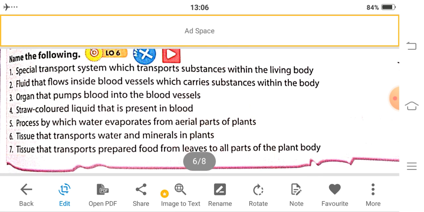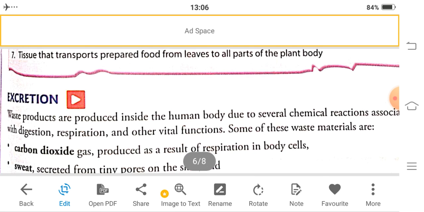Okay. So the next important topic is excretion. What is excretion? It is the removal of waste products from the human body. The process of the removal of the waste products from the human body, which are produced due to the several chemical reactions associated with digestion, respiration and other vital functions, is called excretion. In simple words, the process of removal of the waste material from the body is known as excretion.